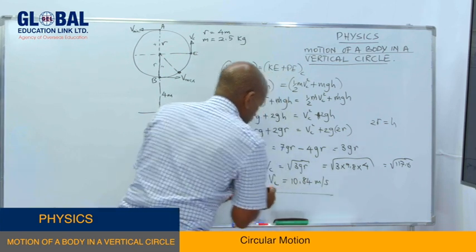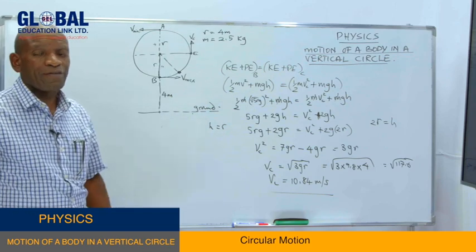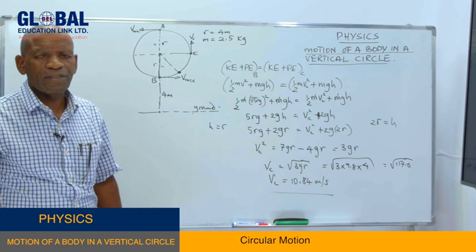So this is the velocity of this particular body whenever it's just passing at point C.